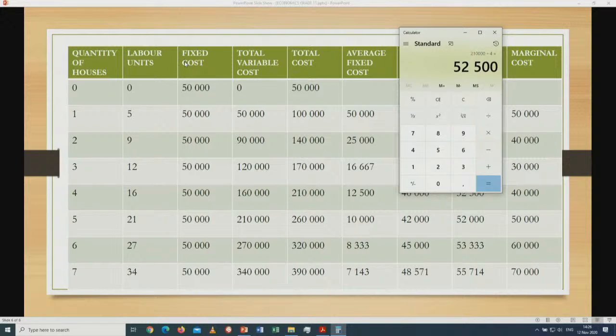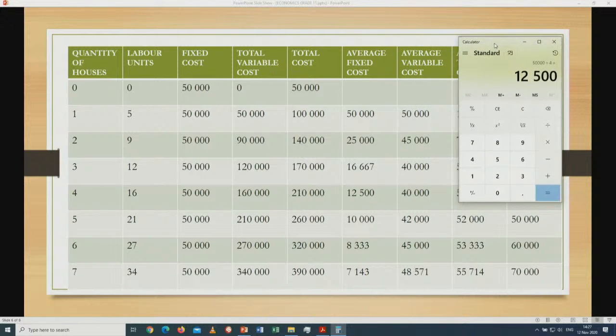There is my fixed cost. And my fixed cost is how much? It's good that I made this mistake. 50,000. And for the 50,000, more or less how many houses did we build? We built 4 houses. So on average, the fixed cost apportioned will be 12,500.